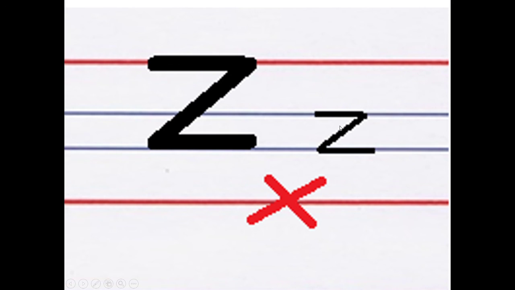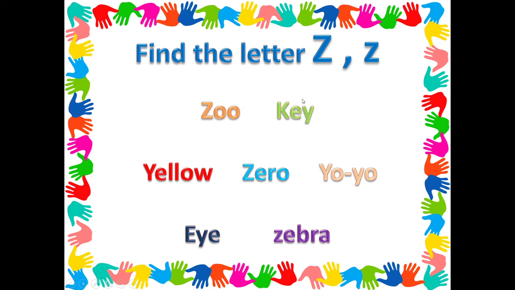Now Z small is the same. It's different in its place. It comes between the second and the third line. 1, 2, 3. Okay? Now, let's find the letter Z. Z capital, Z small. Now, Z capital or Z small.